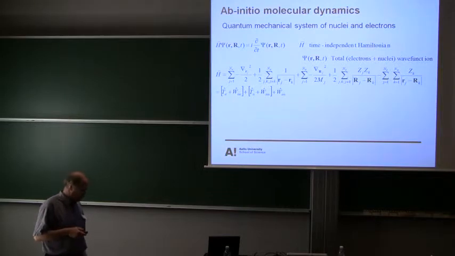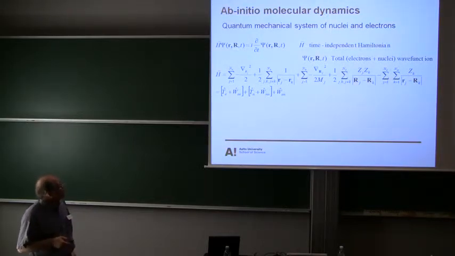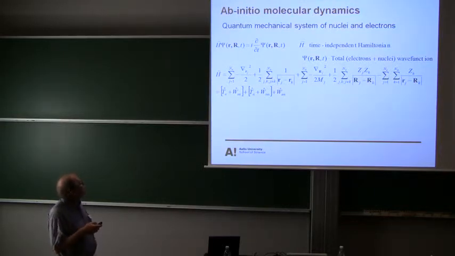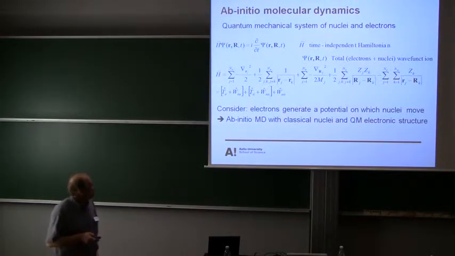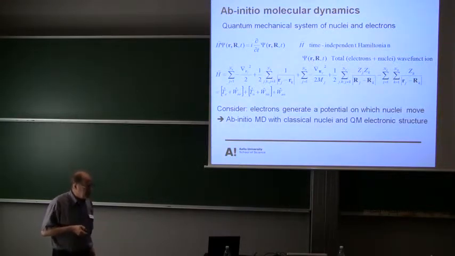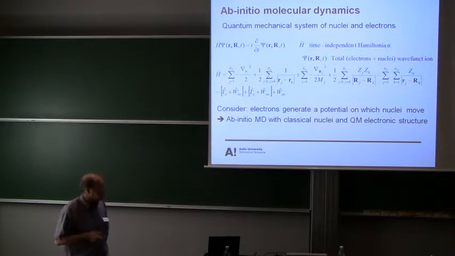Okay, but now we are looking at the ab initio molecular dynamics, and the starting point is the full solution of the quantum mechanical system of electrons and ions. And in this Hamiltonian, we have then kinetic energies of electrons and ions, and then the electron-electron, ion-ion interactions, and also the interactions between the electrons and ions. And let's start by considering that electrons generate a potential on which all the nuclei are moving, and by that way we should finally get the Ehrenfest molecular dynamics in which our nuclei should be classical ones, and the electronic degrees of freedom are treated in a quantum mechanical way.